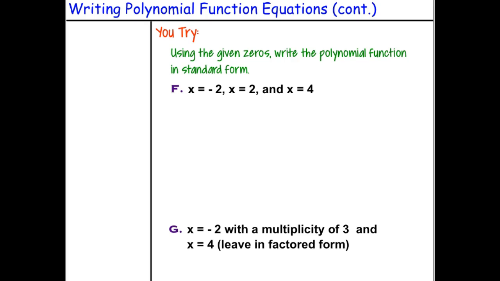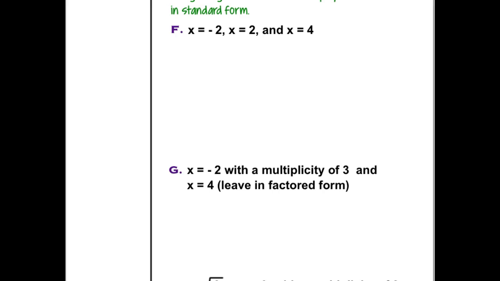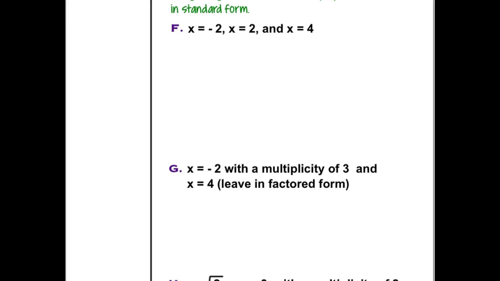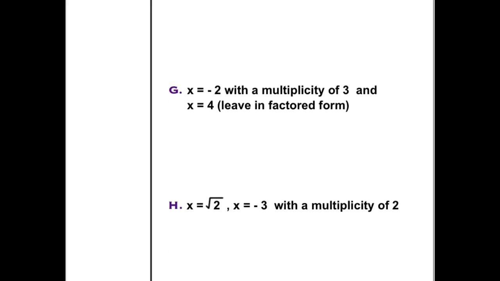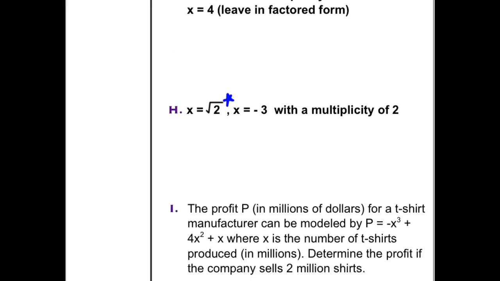So now, got 4, yes, you heard it, 4 practice problems. Write in standard form for x equals -2, x equals 2, and x equals 4. Write in factored form for zeros of x equals -2 with a multiplicity of 3, and x equals 4. Write in standard form when you have x equals the square root of 2. Yes, this one will have your conjugate or pair. And x equals -3 with a multiplicity of 2. Actually, I'm going to tell you right now, you can leave that one in factored form. We'll talk about that one in class.